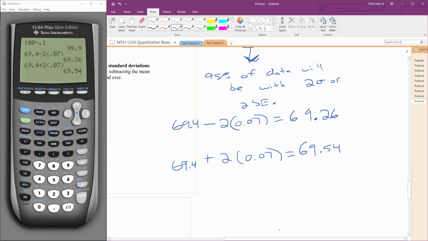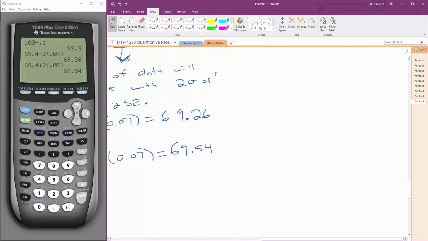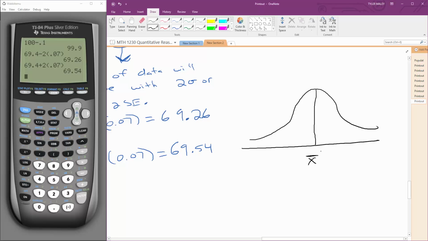Right? So if you're a more visual learner, let me draw real quick so you can catch on to what I'm thinking. Recall, if I have a normal distribution with a sample mean in between, then here is plus 1 standard error. Let's say here is plus 2 standard error. And here is minus 1 standard error.